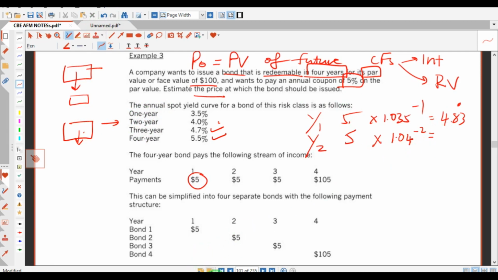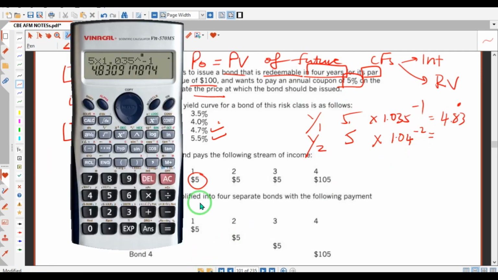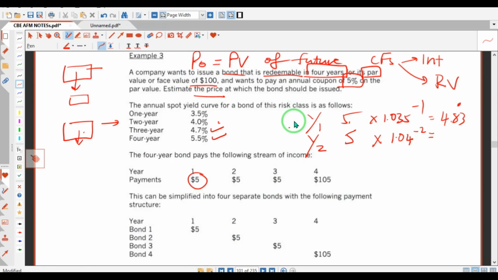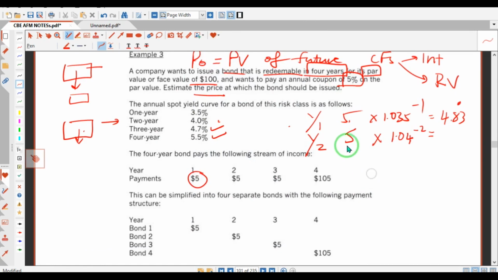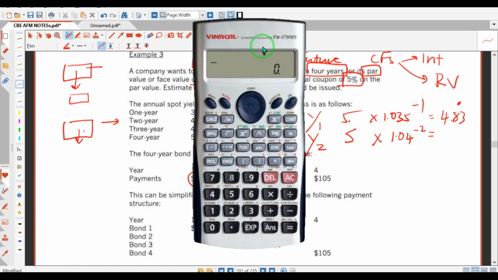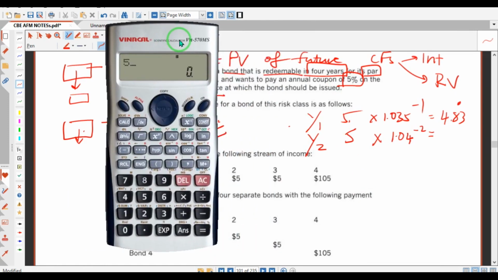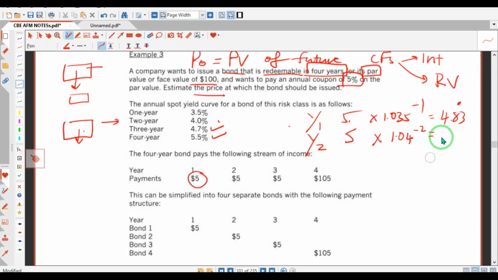So I am going to go back to my calculator. Let's clear this one. Let's get back my calculator. So how much am I going to put in today? If it's 1.04 to the power of negative 2, don't worry, I'll show you how to do this. Negative 2. The amount that I'm going to put in is 4.62.